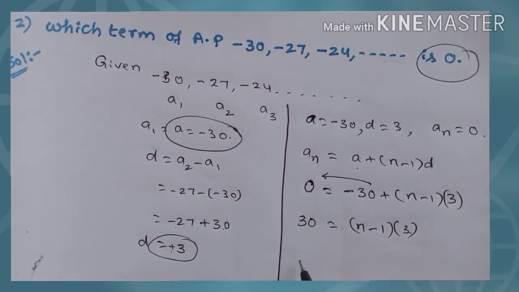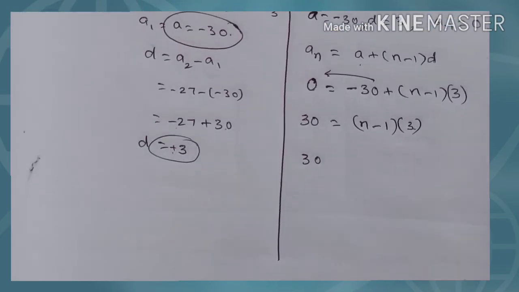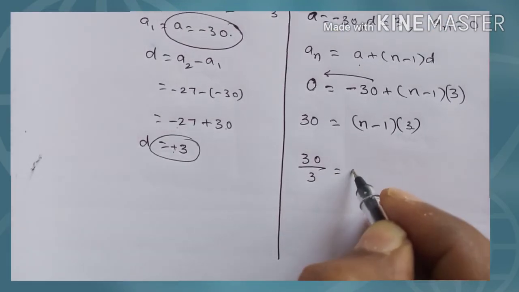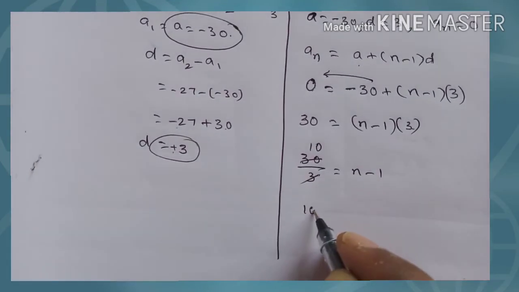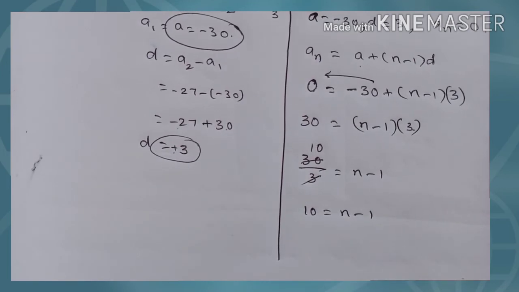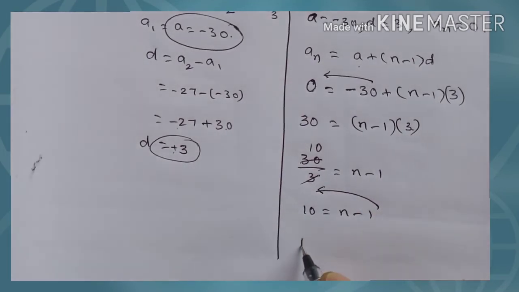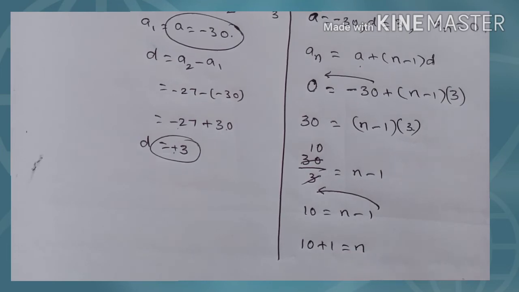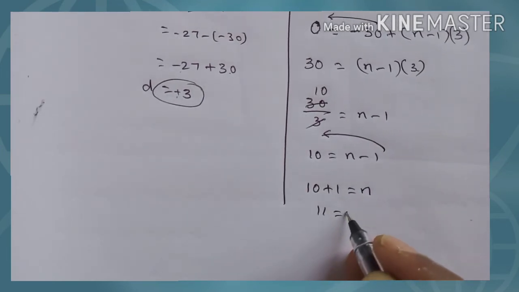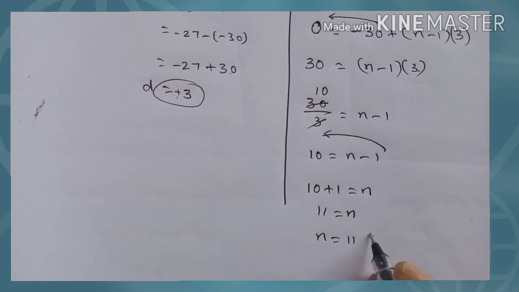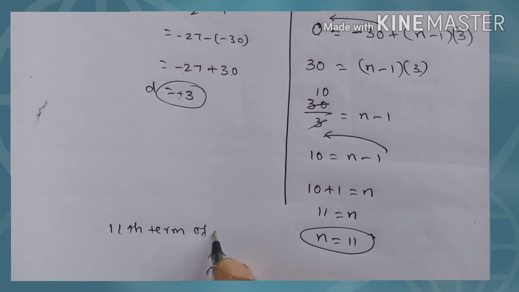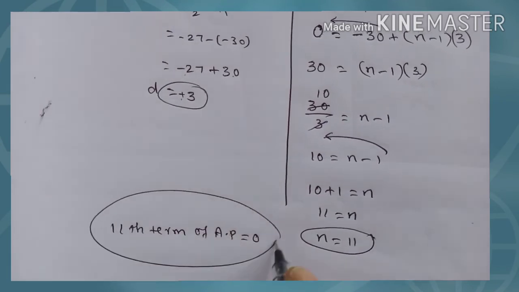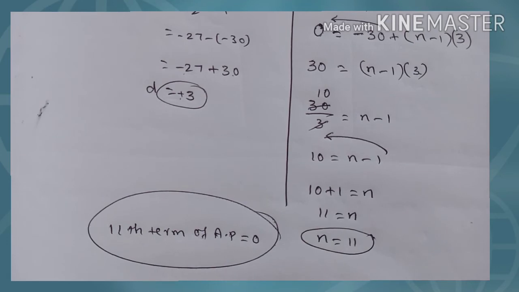30 is equal to n minus 1 into 3. Transpose the 3: 30 by 3 is equal to n minus 1. 3 tens are 30, so 10 is equal to n minus 1. Minus 1 transpose plus: 10 plus 1 is equal to n. 10 plus 1 is equal to 11. So n is equal to 11. So we can say that the 11th term of the AP is equal to 0.